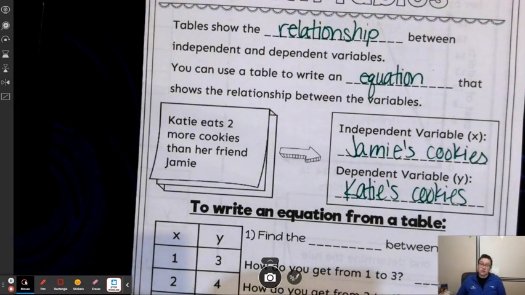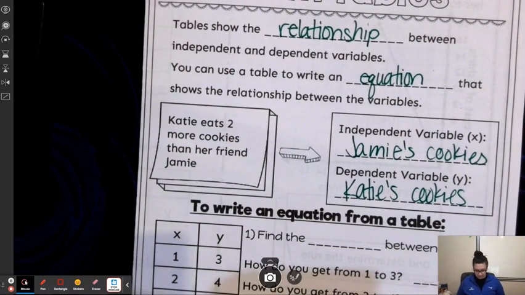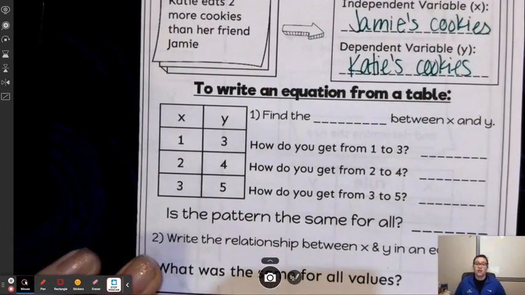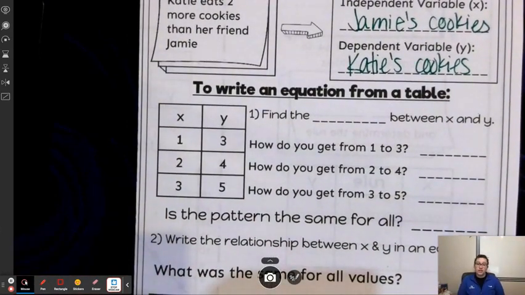Go ahead, pause the video if you need to finish writing in that information. Otherwise, if you're good to go, we're just going to get right into it. We're going to start finding the equation from a table. To write an equation from a table, we've got basically 3 steps.